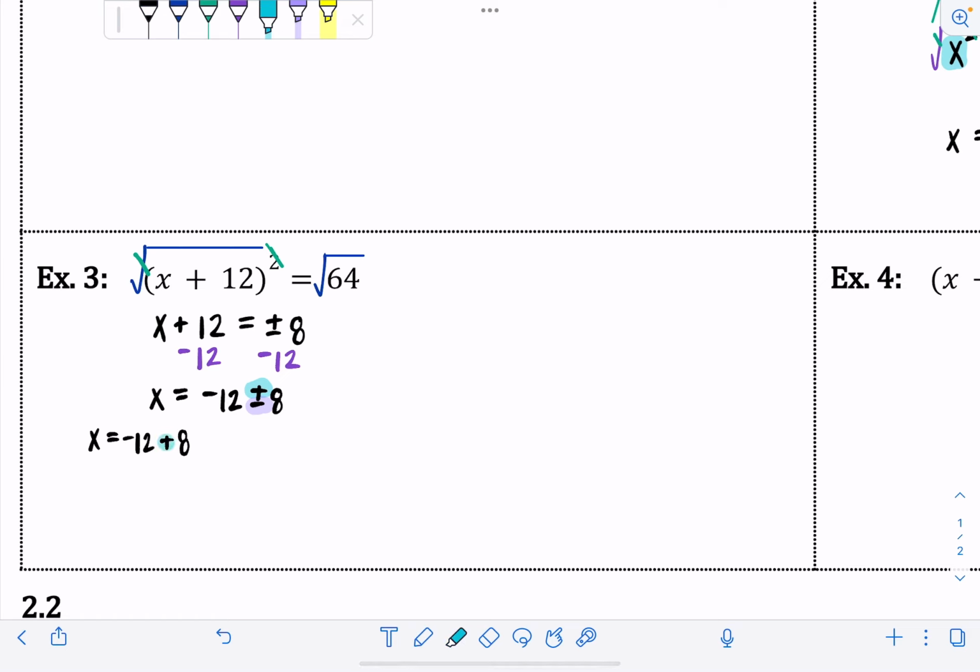So x equals negative 12 plus 8 is negative 4. And then x equals negative 12 minus 8 is negative 20. So our 2 solutions are x equals negative 4 and x equals negative 20.